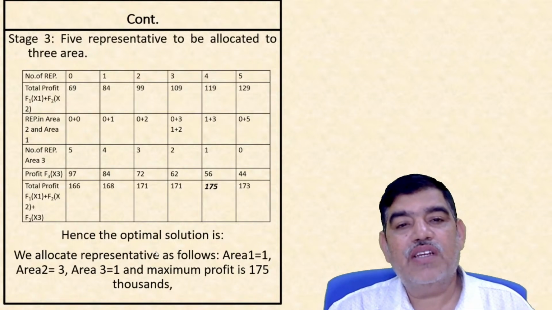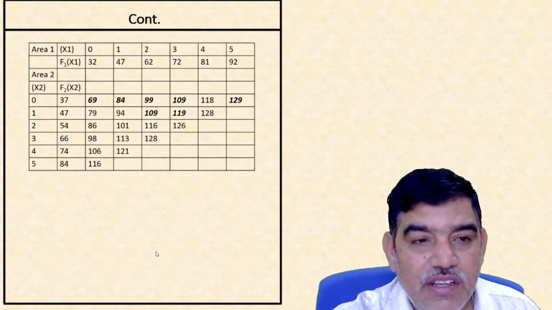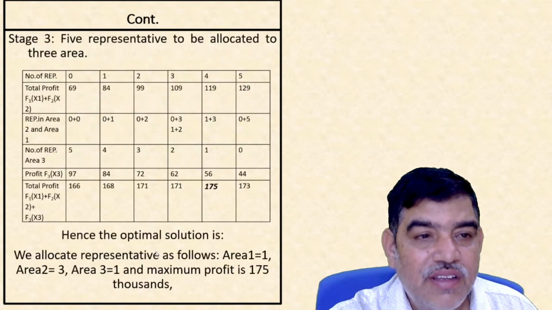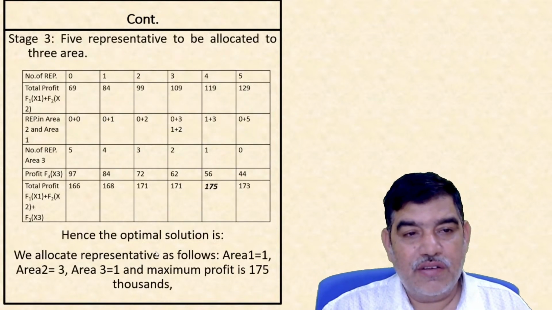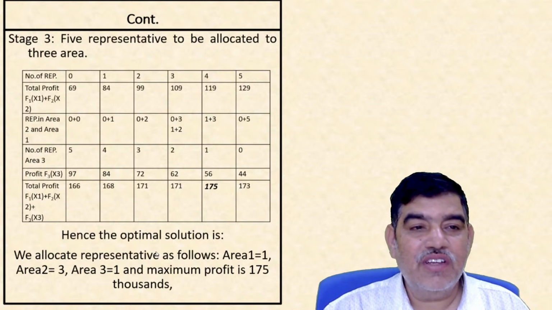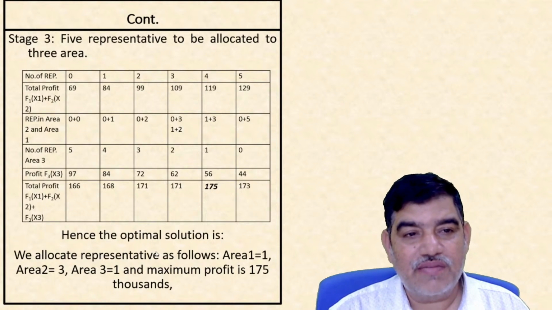5 representatives to be allocated to the 3 areas. That's what I mentioned here. The number of representatives, that is 0, 1, 2, 3, 4, 5, in the first row. And the total profit that we calculated in this table is mentioned in this revised table. Total profit, that is function of x1 plus function of x2, that is 69, 84, 99, 109, 119, 129.